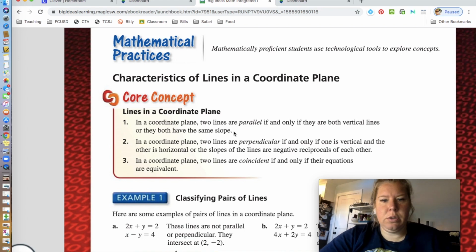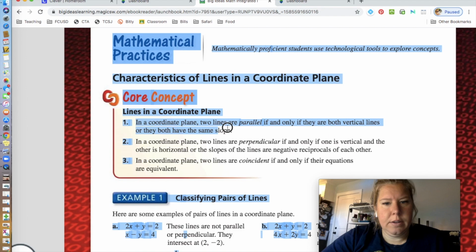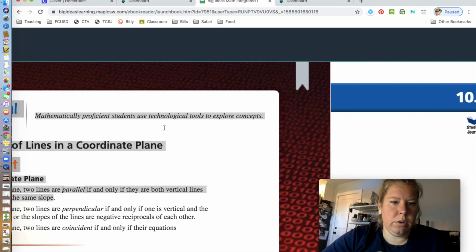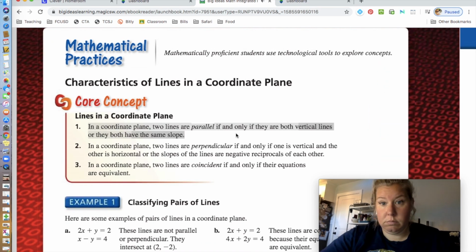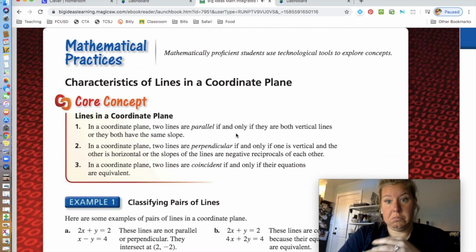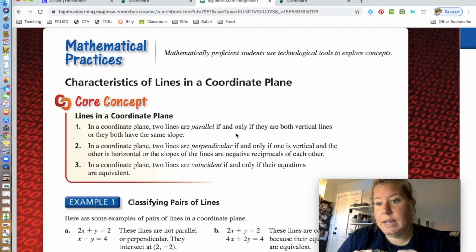In a coordinate plane, two lines are parallel if and only if they are both vertical lines or they both have the same slope. Now, what's really cool about what just happened is you can go on the ebook and it'll read it to you. So if you struggle with the reading piece, that's fine. That's why I'm giving you this. This resource is really important.